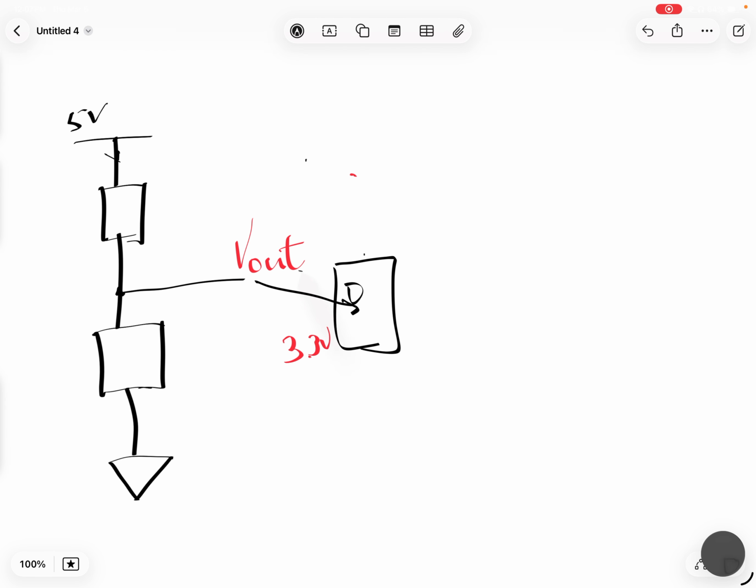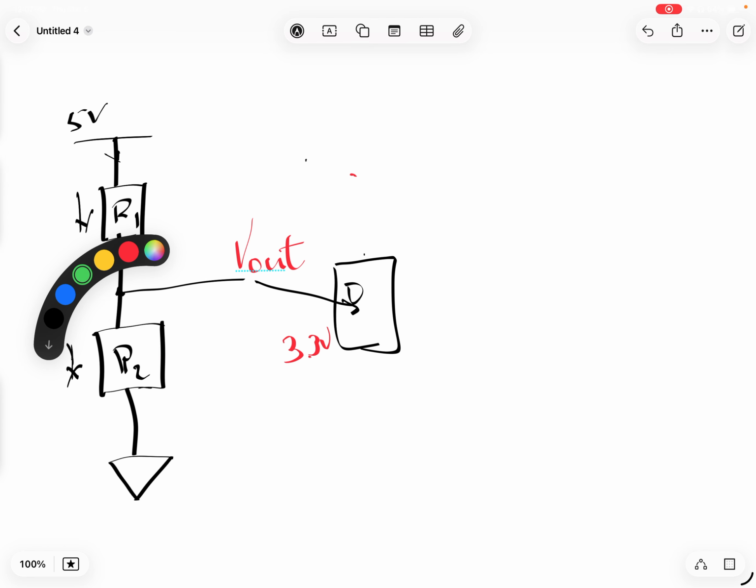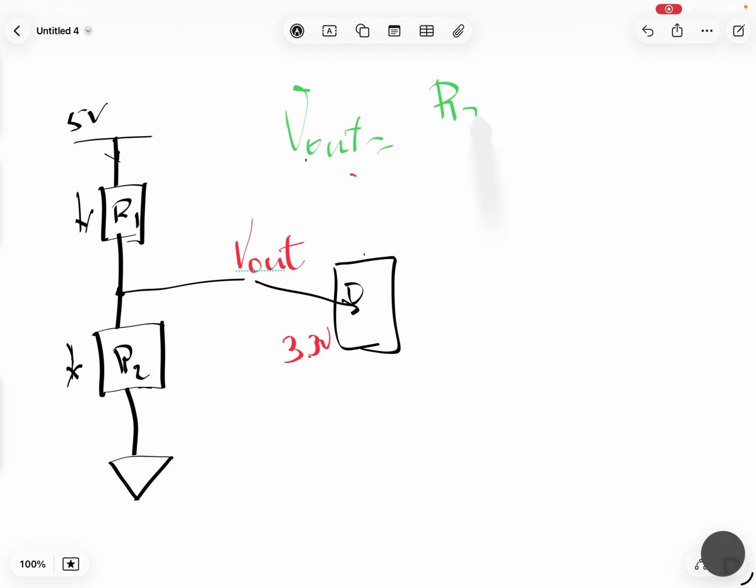So essentially, the V out here is the voltage drop across this resistor. Let's name this one R2 and this one R1. So there is some voltage drop here, and some drop around here too. So we have R1 and R2. The formula we use is, let me change the color here, V out equals R2 over R1 plus R2 times Vin. This Vin is the voltage here.